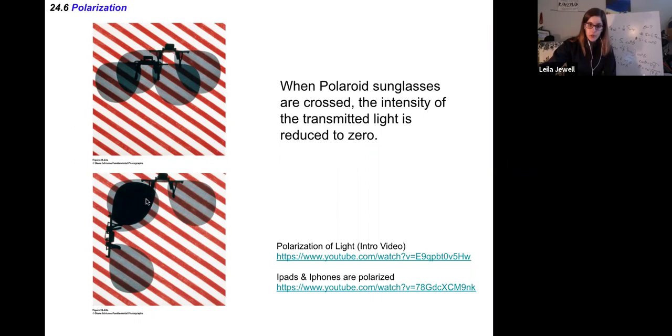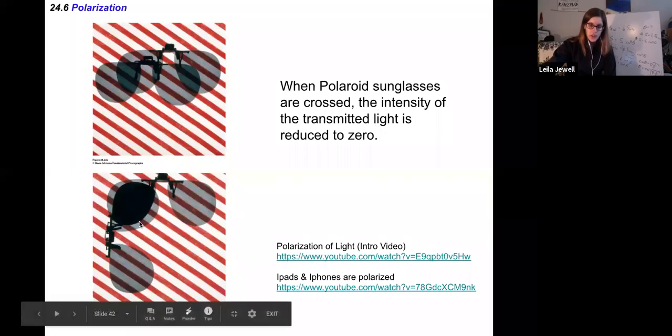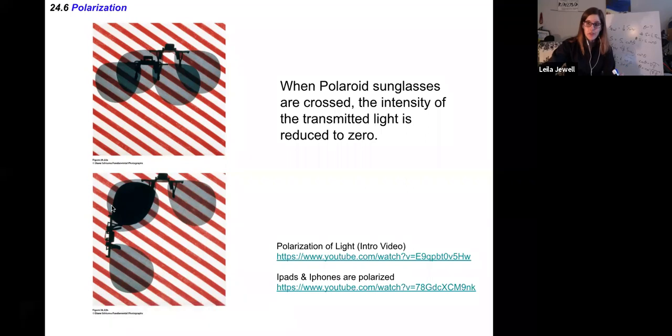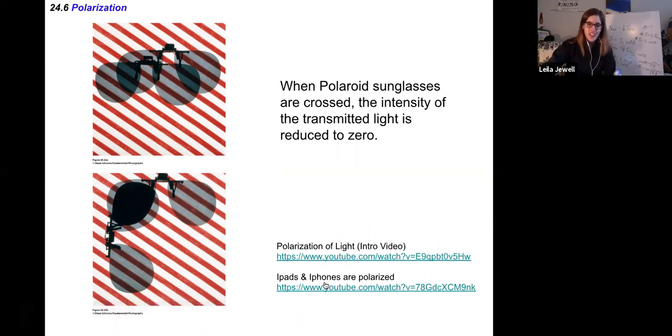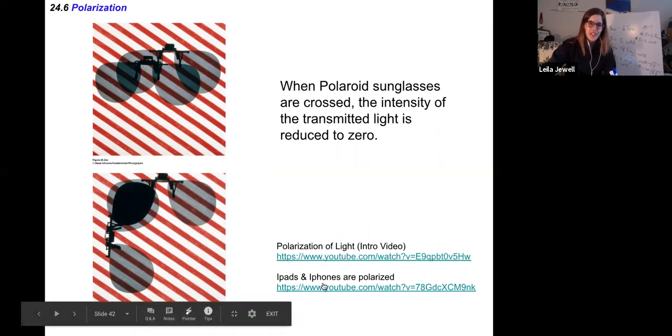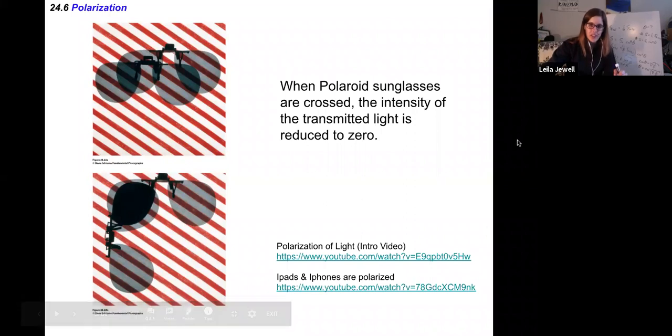But if you cross them, right, so that one is vertical and the other's horizontal, now in between there, no light gets through. And a really cool demonstration of this is actually on the link that I have as extra. It shows how iPads and iPhones are polarized, and that's one of the reasons it can be hard to see the screen if you're wearing fancy sunglasses. So that link is in the materials.